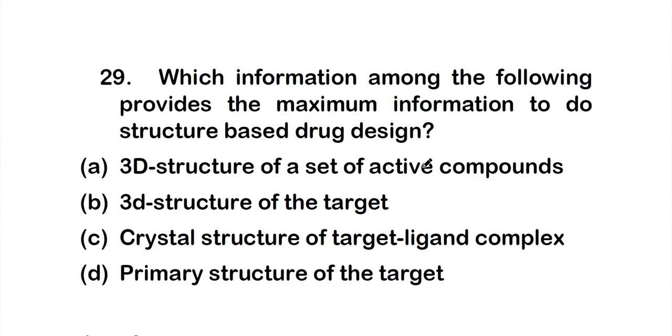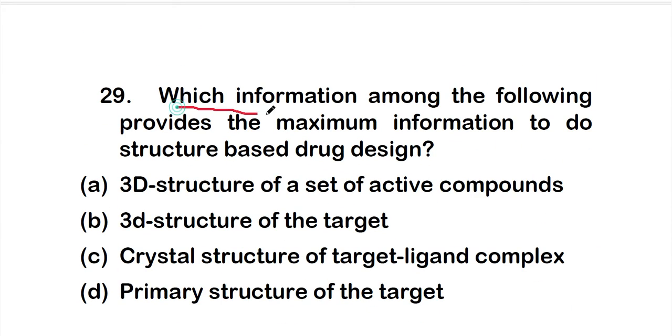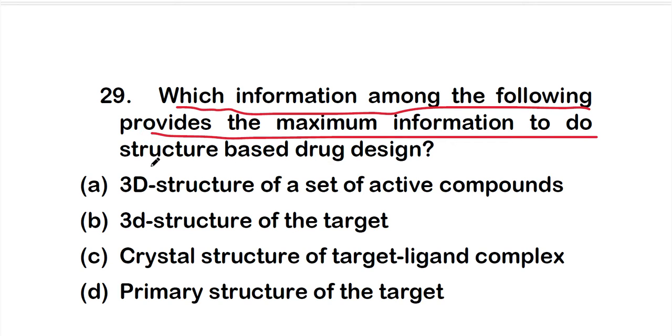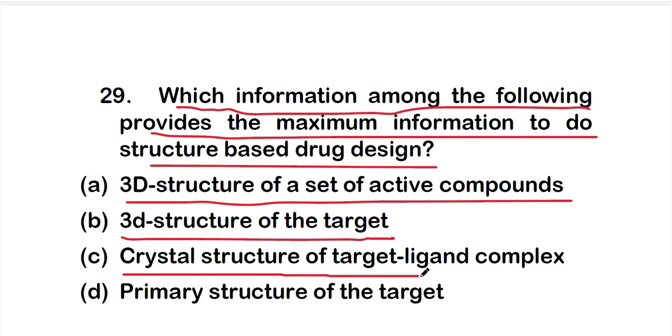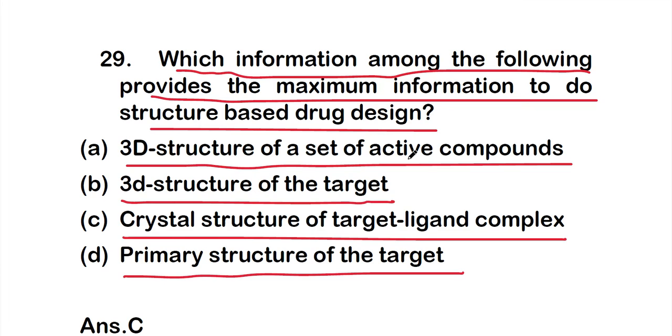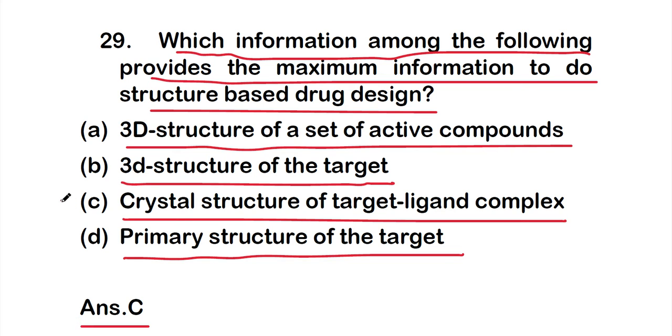Okay, so let's move on to question number 29, which is: which information among the following provides the maximum information to do structure based drug design? The options are option A, 3D structure of a set of active compounds, option B, 3D structure of the target, option C, crystal structure of target ligand complex, or option D, primary structure of the target. So which one is correct about structure based drug design? The right answer is option C, that is crystal structure of target ligand complex.